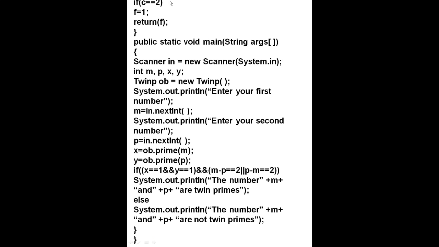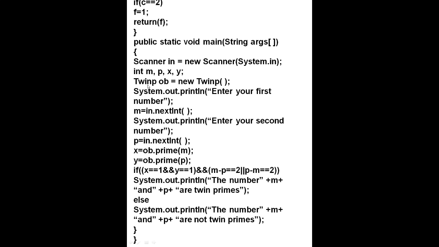Now if c equals 2, then f is equal to 1. If the value of c equals 2, then f is equal to 1. Now return f. Factors will be written here. Curly bracket, public static void main, String args, then curly bracket. Scanner in is equal to new Scanner(System.in), int m, p, x, y.